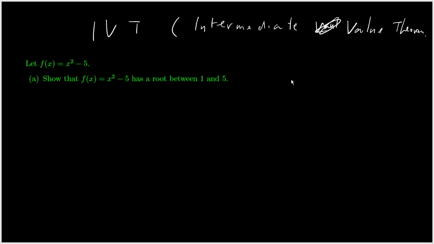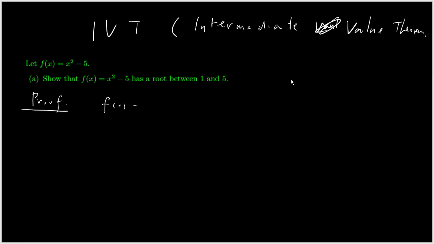Now, for instance, for the question on the screen, the function is x squared minus 5. If I want you to show the function has a root in between 1 and 5, now the solution to that. In general, if I want you to show something, you write a proof. I know you hate proofs, but this one is simple. For this one, all we need is to verify two conditions. The first condition is the function is continuous on the interval from 1 to 5.